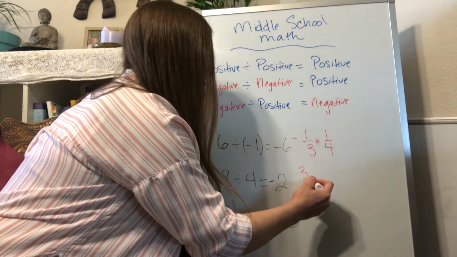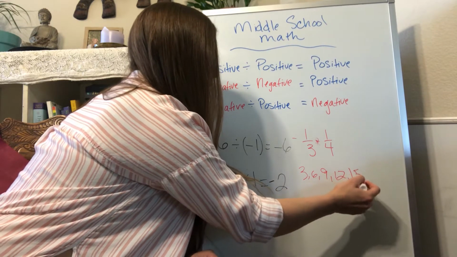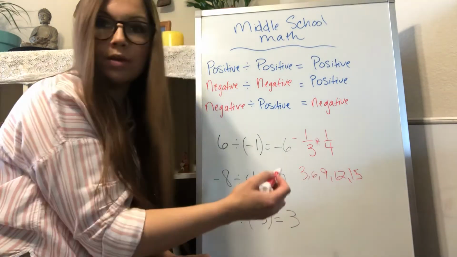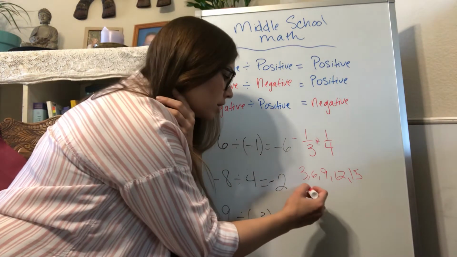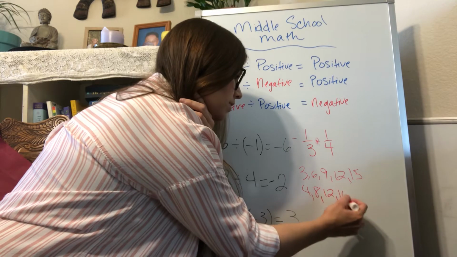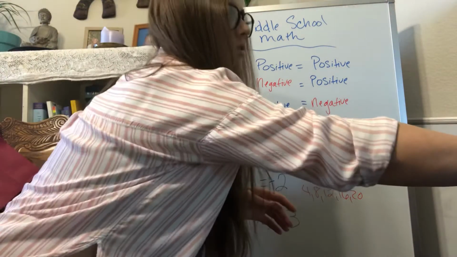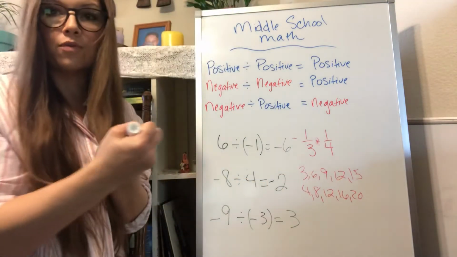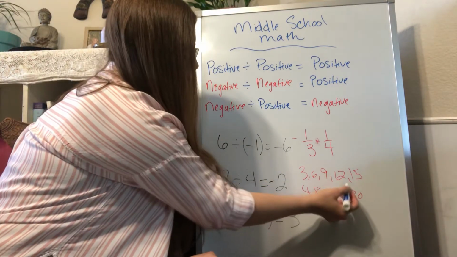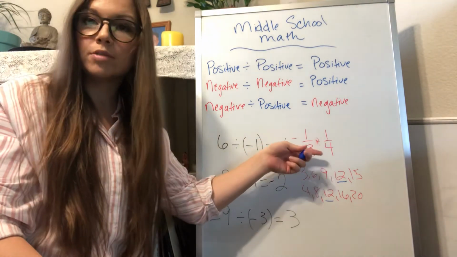So 3, 6, 9, 12, 15. Okay, those are the multiples of 3. Multiples of 4 are 4, 8, 12, 16, 20. Okay, so I can see that my least common multiple for 3 and 4 is 12. Okay, so I need to change both these fractions to have the same denominator of 12.